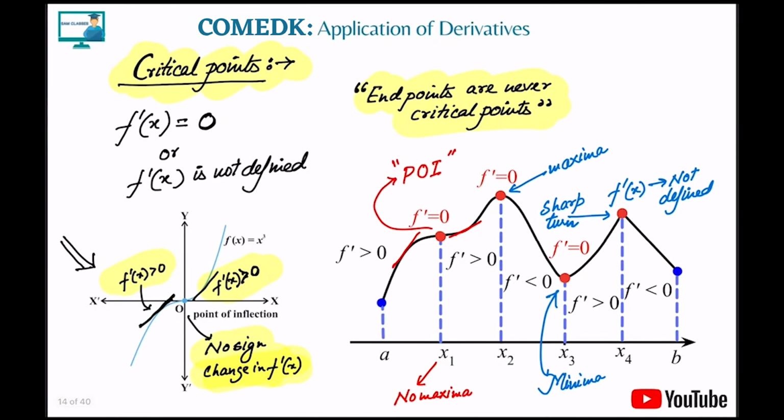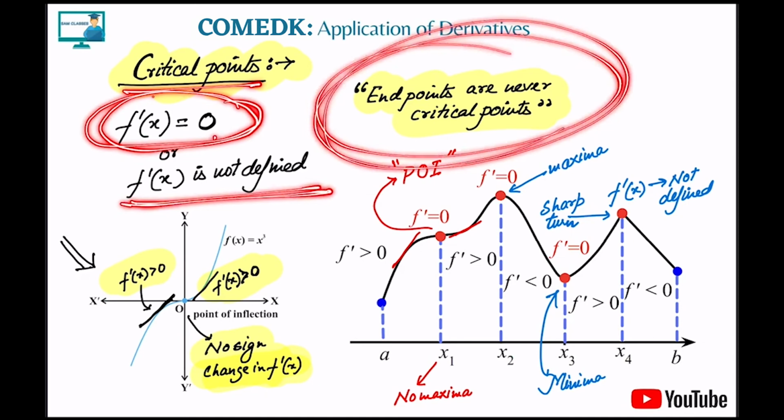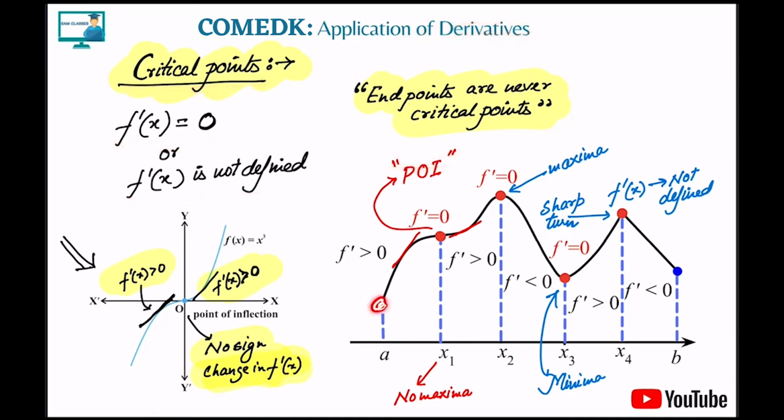Now what is a critical point? A critical point is a point where f dash is 0 or sometimes it can be not defined also. Endpoints are never critical points, very important, okay? These endpoints can never be your critical point. Now understand. The slope here is positive, here it becomes 0, correct? And then again positive.